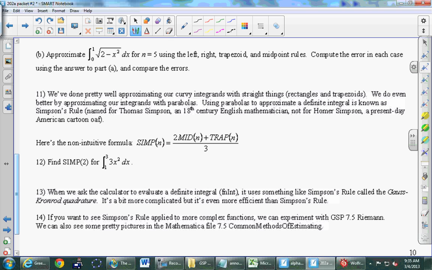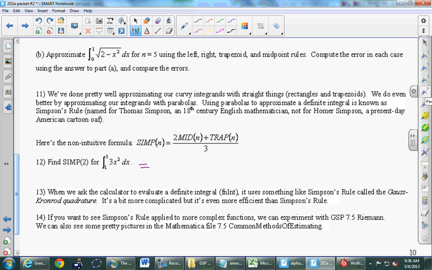Okay, so if we use parabolas, then we might think, okay, they could be better because we've been doing straight things instead of curvy things. Parabolas are curvy. So here's the formula. The Simpson's Rule of N, meaning instead of two rectangles, do two parabolas, is 2 times the midpoint approximation plus the trapezoid approximation, divided by 3. In some sense, it's a weighted average of the two things that we did. You take double the midpoint, so it's like 2 midpoints, and a single trapezoid, that's 3 things altogether. You divide by 3.